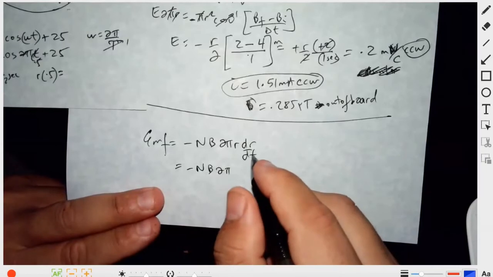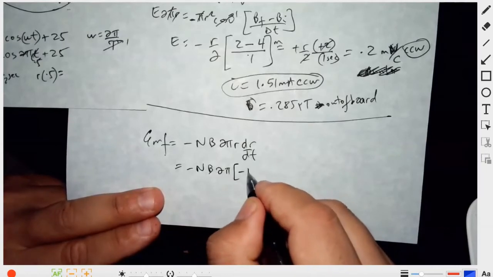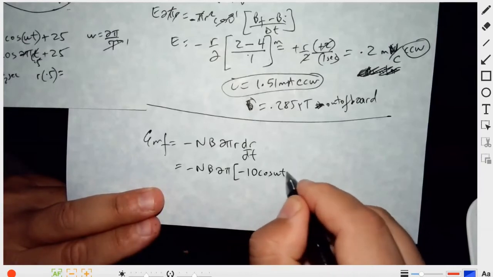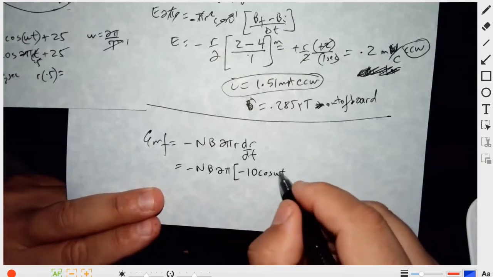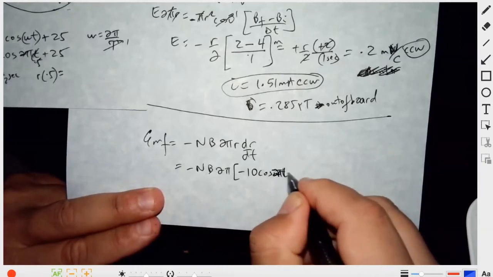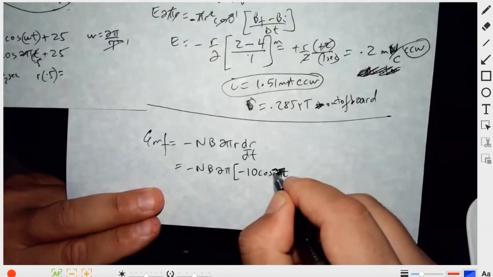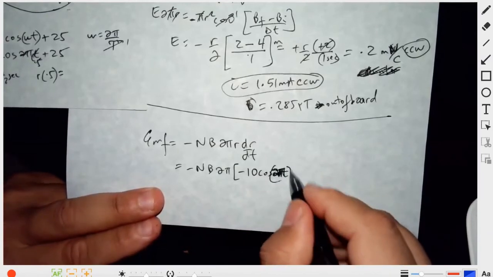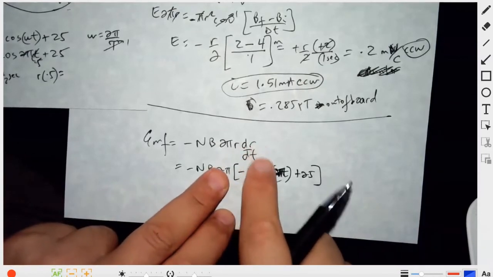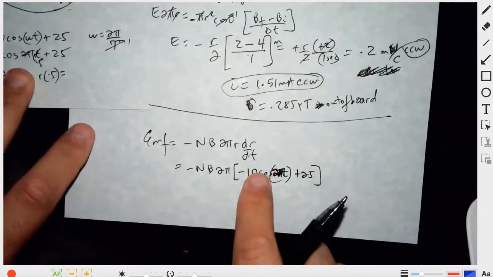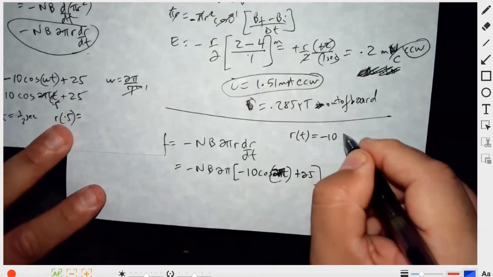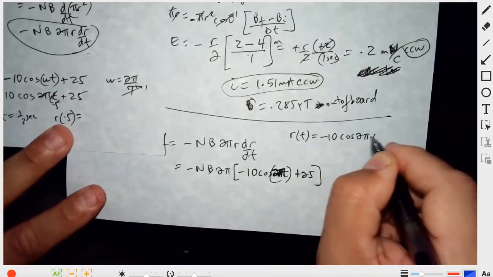R is going to be negative 10 cosine of omega t, or cosine of 2 pi t, because you already determined the omega, plus 25, right? And then dr/dt is going to be the derivative of that function. So the r of t function was negative 10 cosine of 2 pi t plus 25.